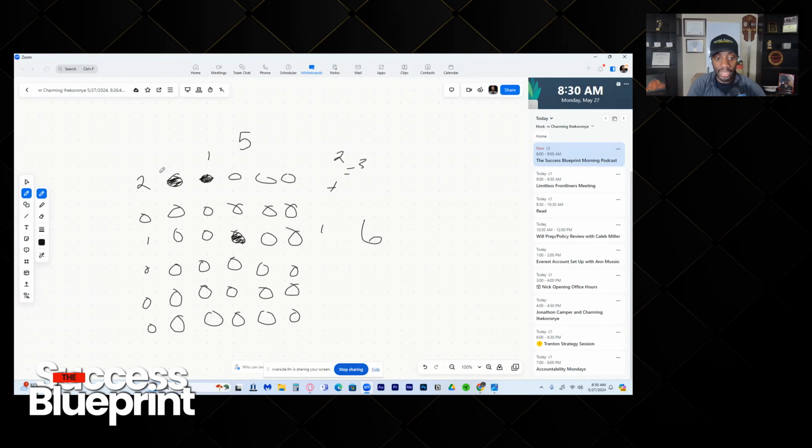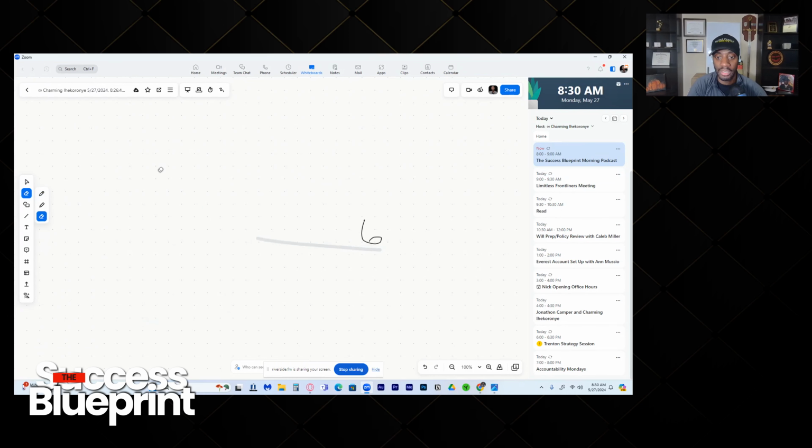All right. There's so many different ways that we can do this. Now let's say we have the box method. We got the box method.